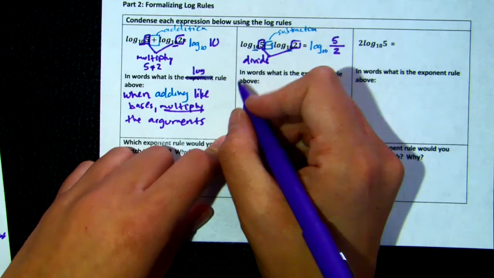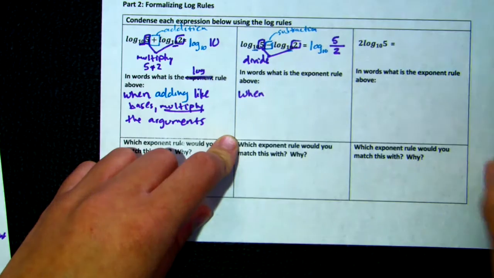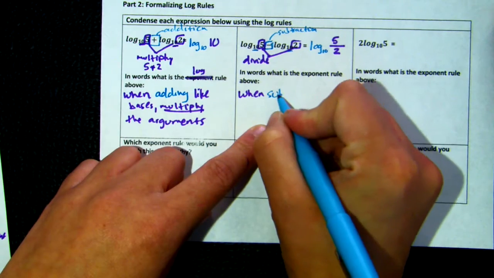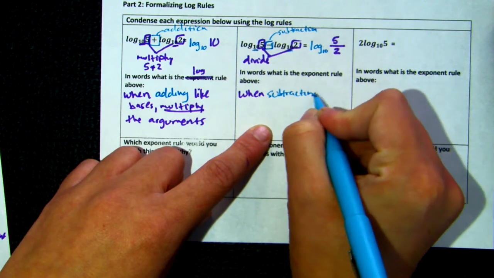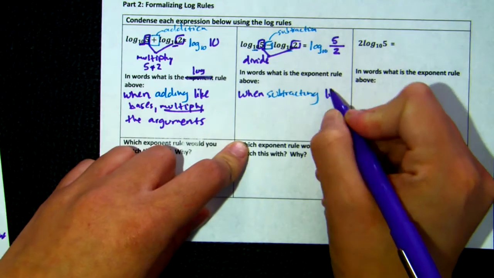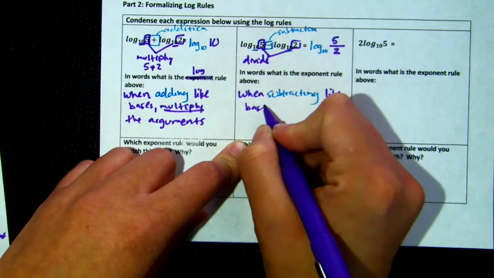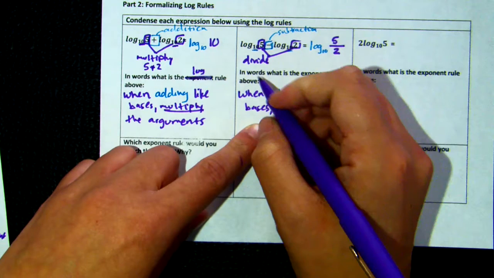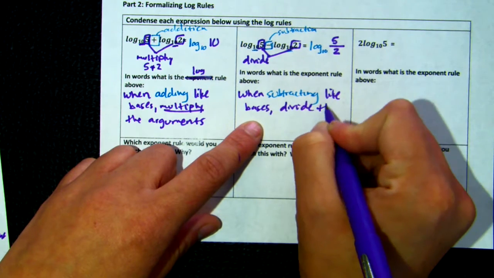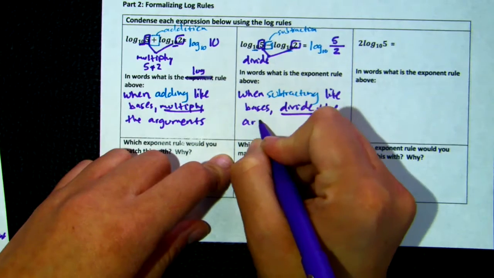Okay. So in words, when subtracting like bases, we divide the arguments.